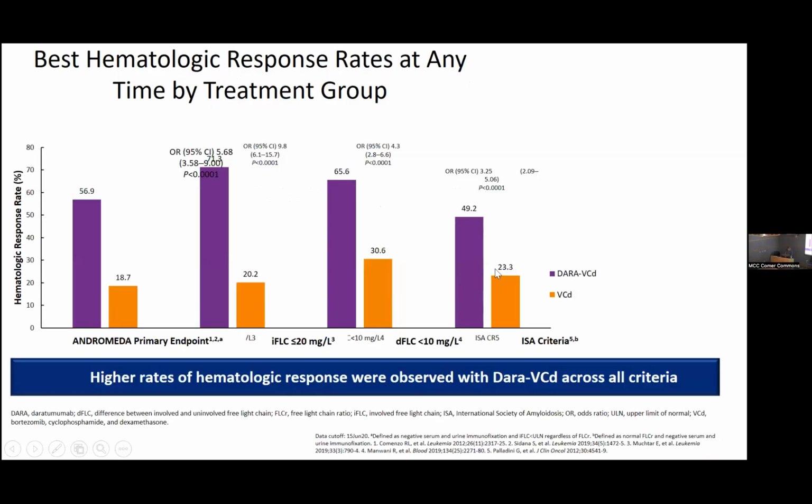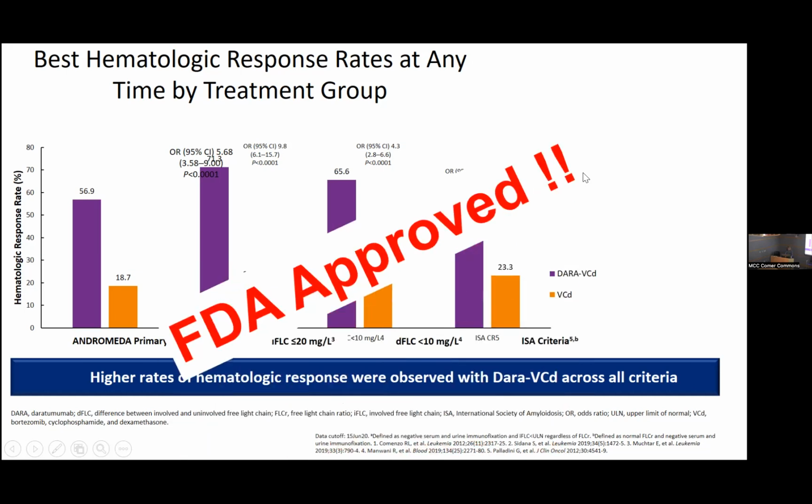Okay, and this just shows all these other comparisons to CyBorD. 65% got their light chains less than 10. So far, everyone I've treated with it has had a light chain less than 10. I've used it now like 5 times, so I'm doing better than the study, but it's worked pretty well. FDA approved.